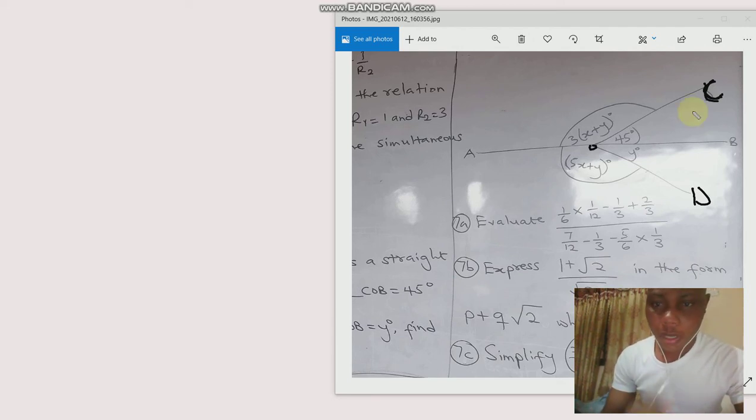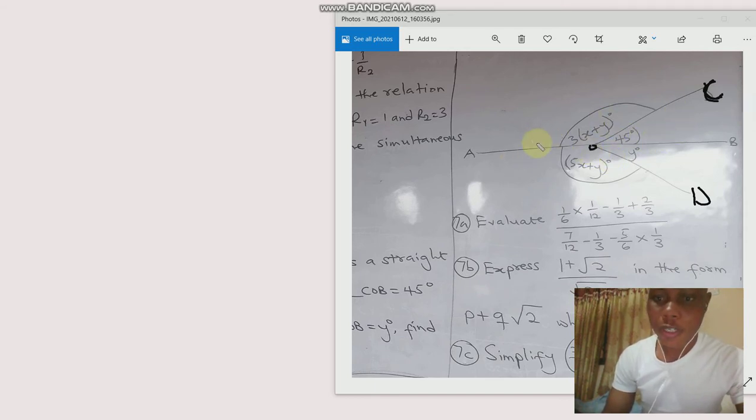Okay guys, welcome back to part 6. We are supposed to find the values of x and y from this diagram. AOB is a straight line. It was given in the question, which you already have, so let's jump straight in.